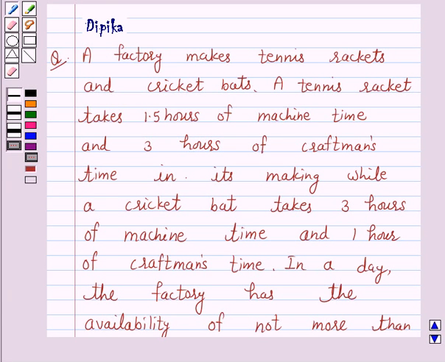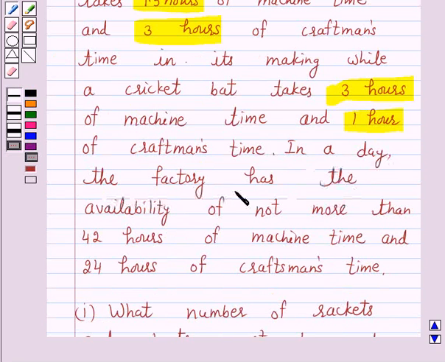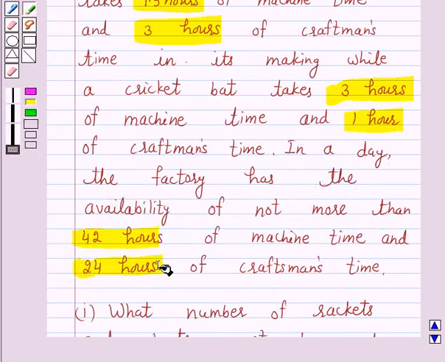I am Deepika here. Let's discuss a question which says, a factory makes tennis rackets and cricket bats. A tennis racket takes 1.5 hours of machine time and 3 hours of craftsman's time in its making, while a cricket bat takes 3 hours of machine time and 1 hour of craftsman's time. In a day, the factory has the availability of not more than 42 hours of machine time and 24 hours of craftsman's time.